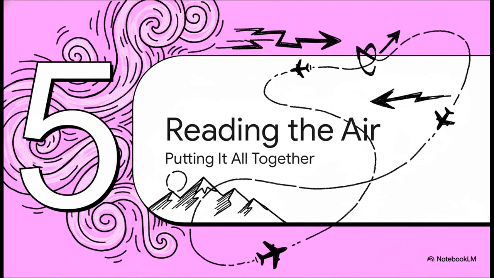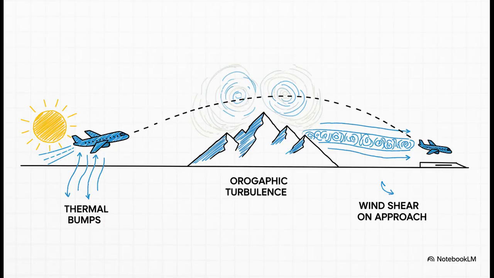Okay, so we've looked at the three big causes separately: heat, obstacles, and wind shear. But in the real world, the sky can throw more than one of these at you at a time. So let's quickly put it all together. In reality, a pilot has to be ready for anything. Think about it. On a single flight, you could take off from a hot runway and get some thermal bumps, then cross a mountain range and hit orographic turbulence, and then as you're coming into land, encounter wind shear. It's all about reading the conditions and knowing what to expect.